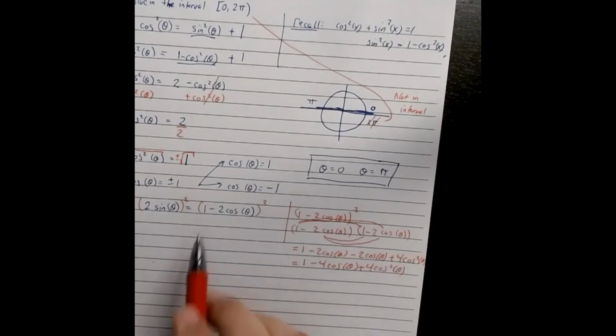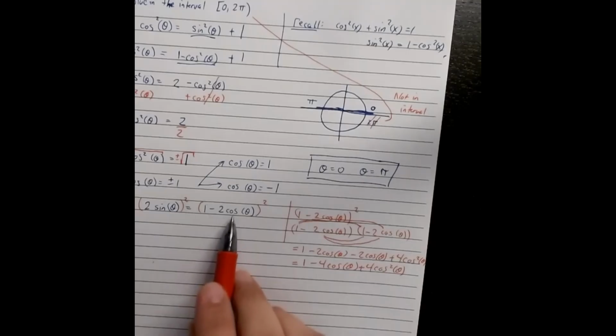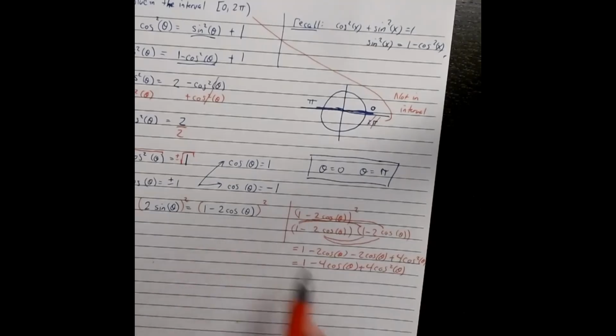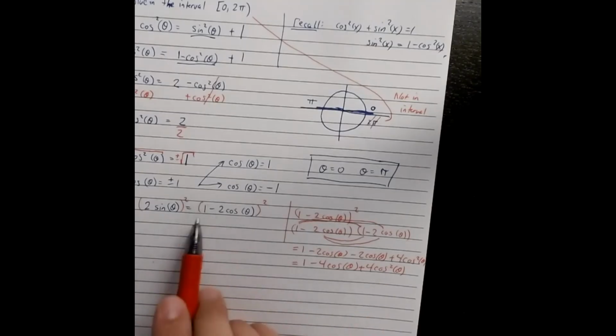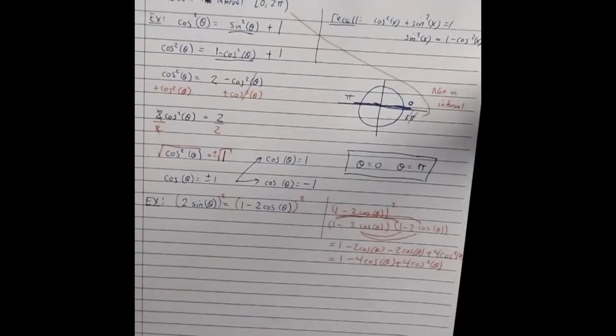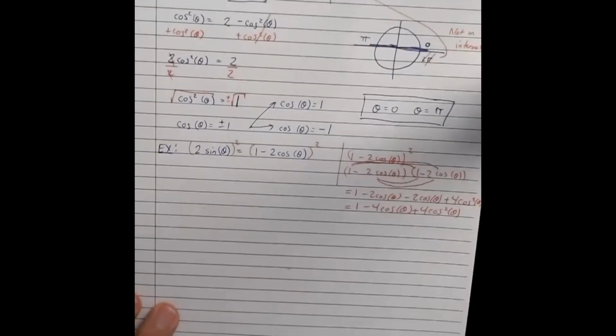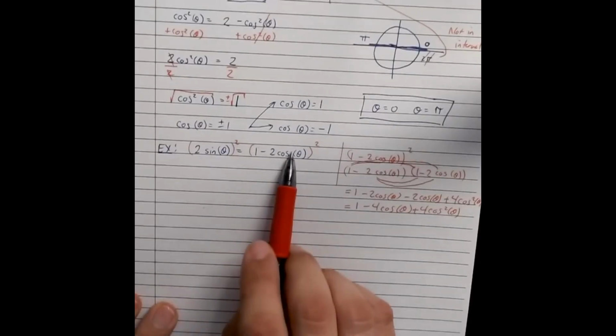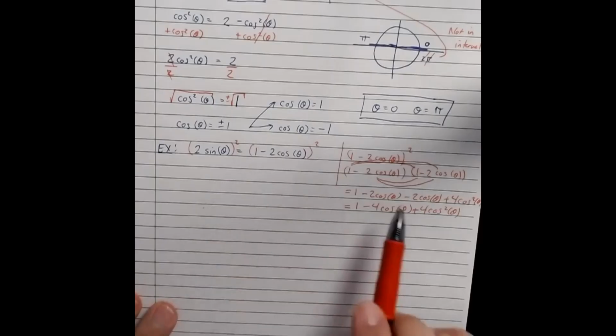Notice, you don't just square the 1 to give me a 1, and you don't just square the cosine to give me cosine squared of theta. Here, you multiply everything out, which gives you more terms than just squaring each one. That is a very common mistake, so don't be the one who makes it. You don't square each of these, you square the whole thing, which means you distribute.